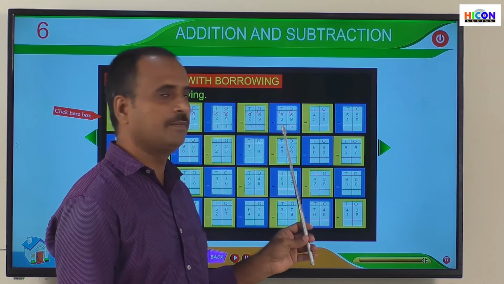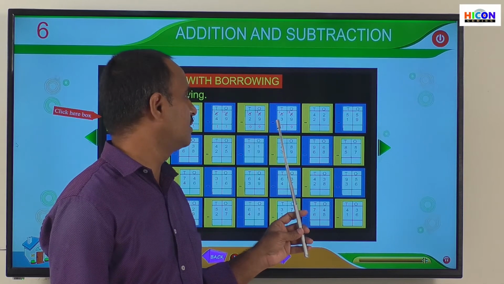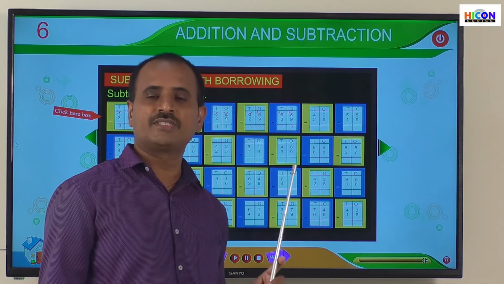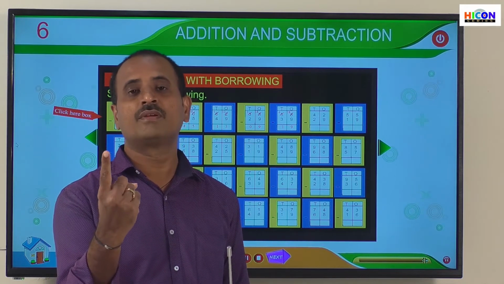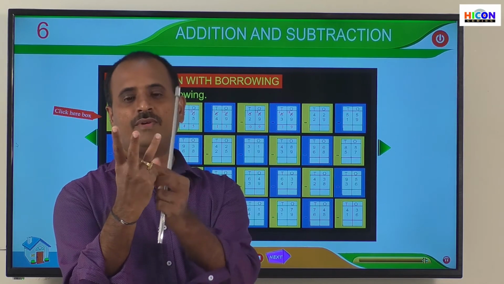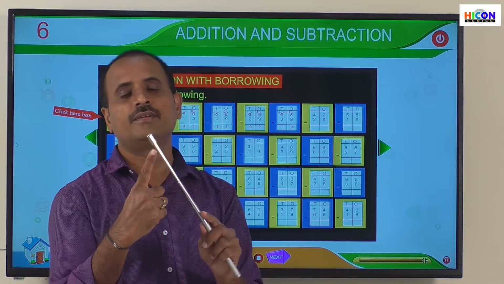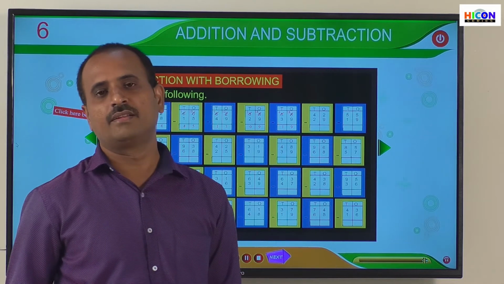So now go to the tens place. What are the digits here? 4 and 3. So subtract 3 from 4. That is, open 4 fingers, close 3 fingers. The remaining fingers will be the answer. Open 4 fingers, 1, 2, 3 and 4, and close 3 fingers, 1, 2, 3. So how many fingers are there? There is 1 finger remaining. So write 1 here. The answer is 19.